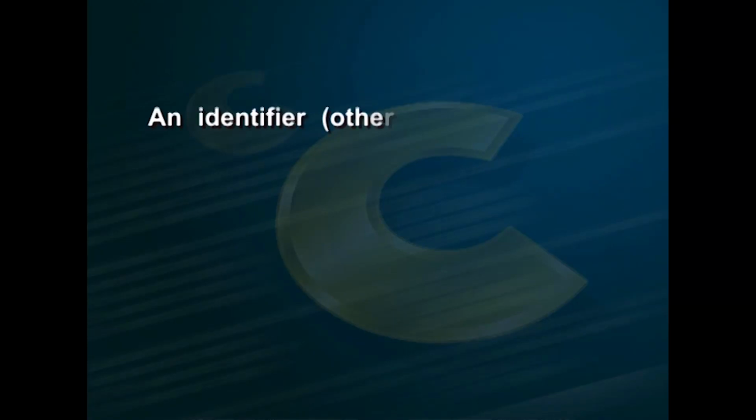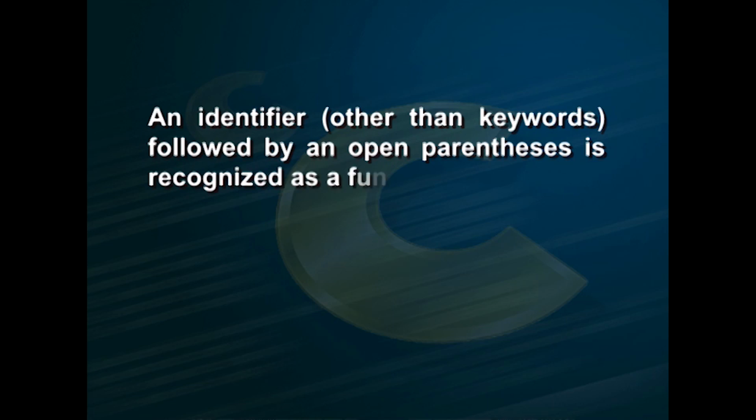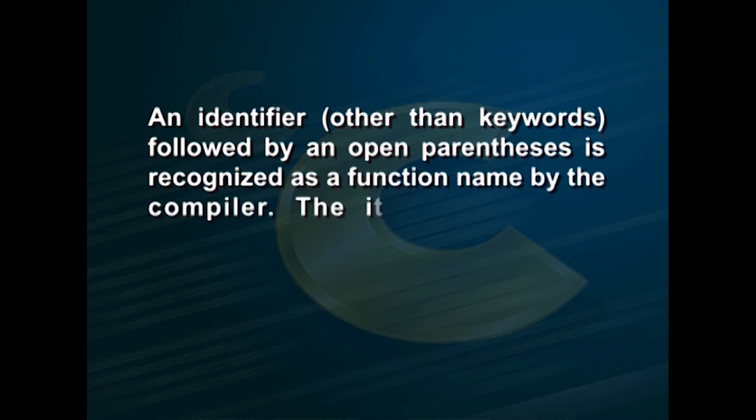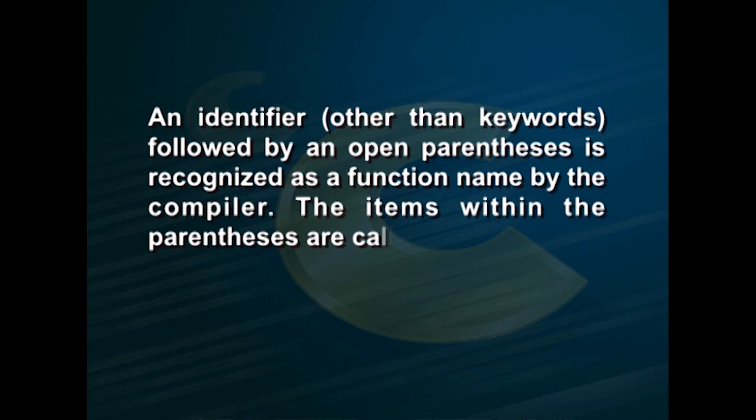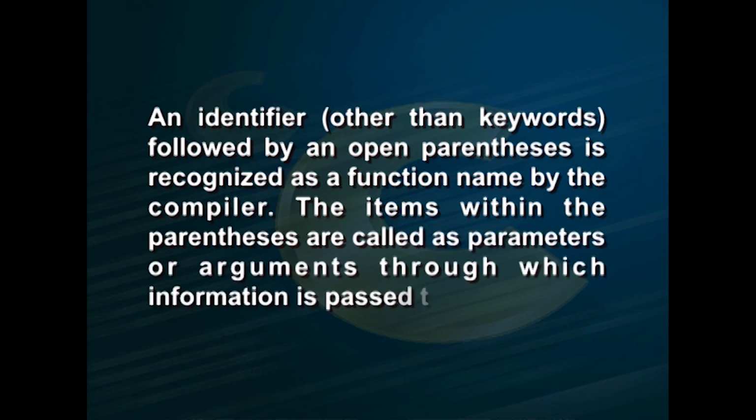An identifier other than keywords followed by an open parenthesis is recognized as a function name by the compiler. The items within the parenthesis are called parameters or arguments through which information is passed to the function. A function may be used to calculate and return a value to the calling function. The information is returned from functions by the return statement. Once the function has been executed, control will be returned to the point from which the function was accessed.